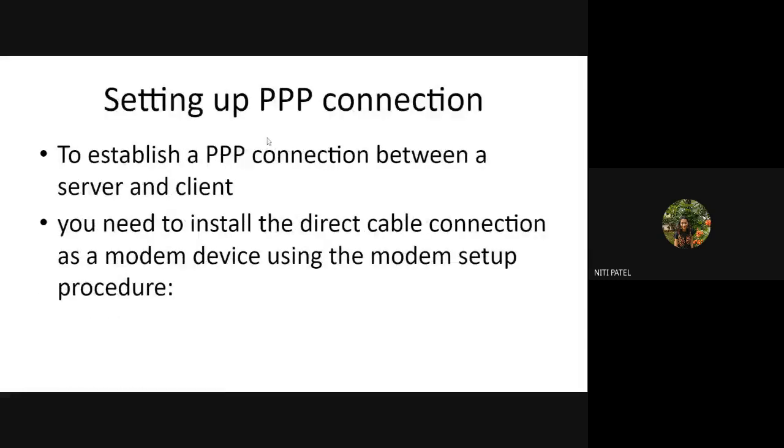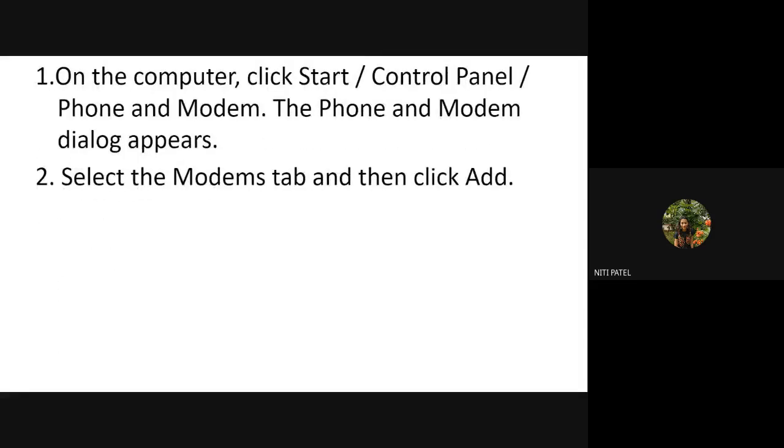Then we saw that if we want to set up a point-to-point connection in our system, we have to purchase a modem. Once the modem is purchased, we connect one end of the modem to the system and the other end to the modem itself. Then we have one more connection to the telephone line. For the hardware settings of that modem, we go to the computer, click on Control Panel and go to the Phone and Modem tab.